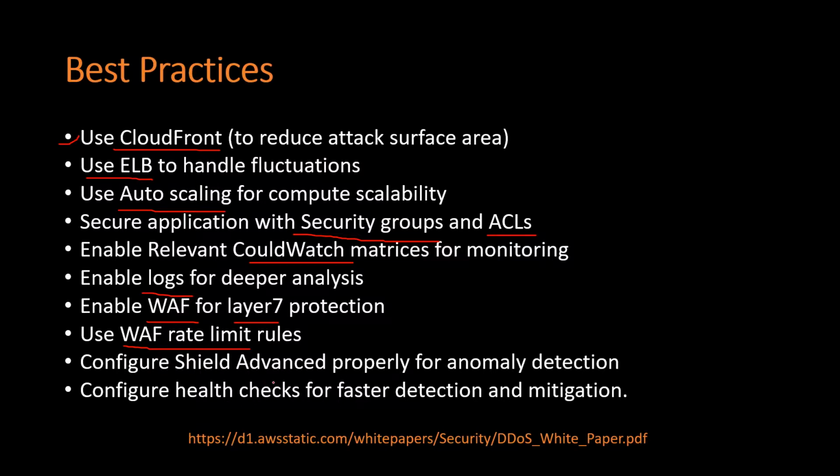Now, always configure Shield Advanced properly for anomaly detection. If you have enabled Shield Advanced properly, and if there is any abnormality in the traffic, it will be detected and mitigated faster with the help of Shield Advanced. And finally, configure health checks for faster detection and mitigation. Using Route 53 health checks, you can let Shield Advanced know whether this application is up and running or having some issue. In that manner, if your application is going down, the system will detect the attacks faster and the mitigation will be even faster.